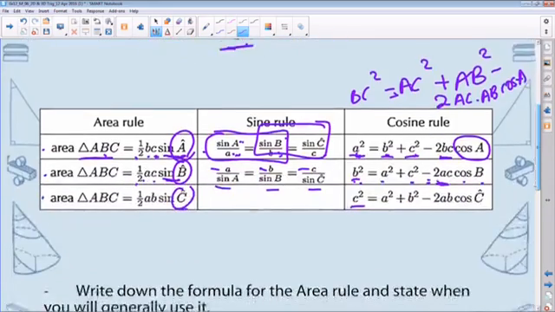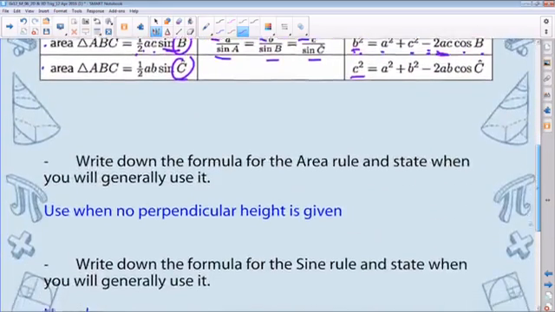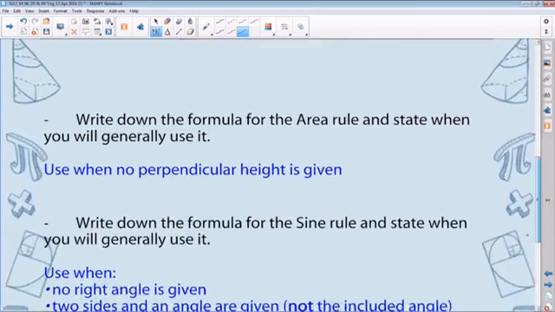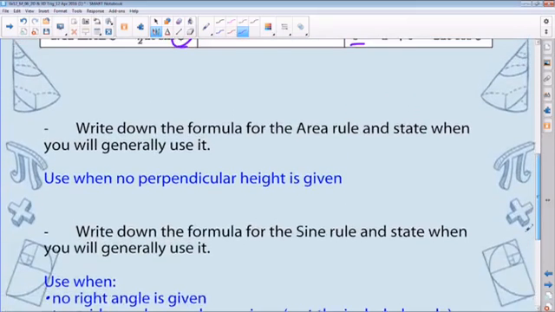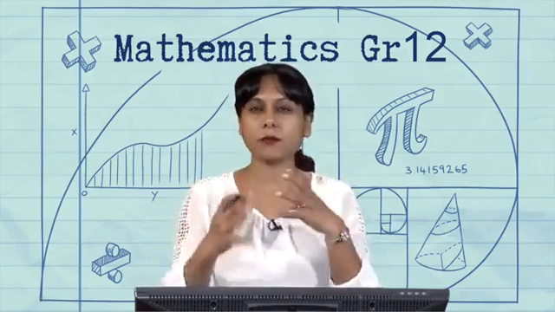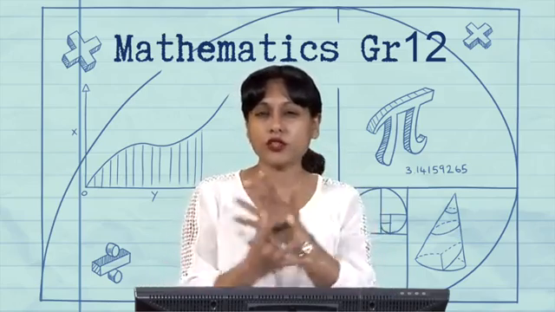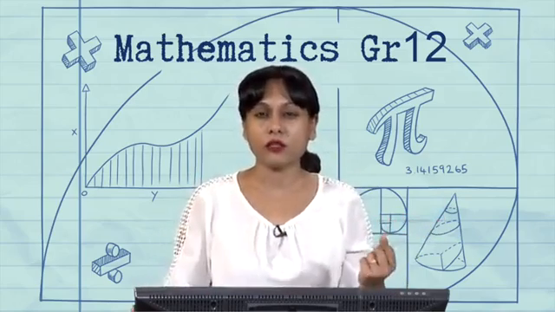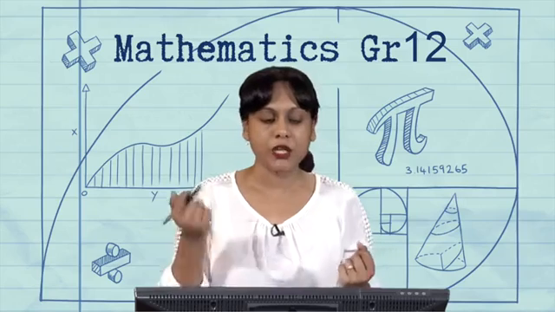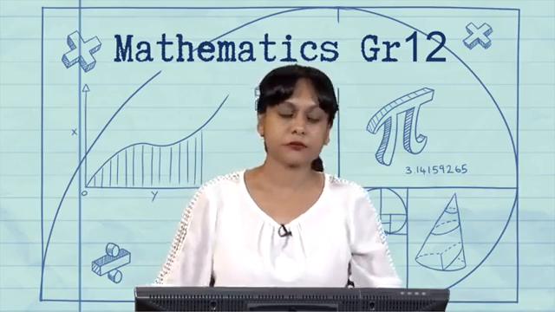Now, when will we use each of these? You've come across this. We are revising. You've seen it before, but a lot of students get confused about, well, when do I use the area rule? So this is generally when you will use it. Obviously, it will depend on the question and what information you've been given, but I want to give you a general idea of when you will use each of the formulae. All right? So let's look at the area rule first.